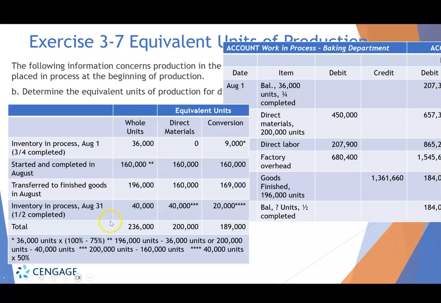So our total whole units would be the 36,000 plus the 160, gives us the 196 plus the 40,000, or 236,000 units. In terms of direct materials, it's going to be 200,000 units. And in terms of conversion, it's going to be the 9,000 plus the 160 plus the 20,000. Okay.